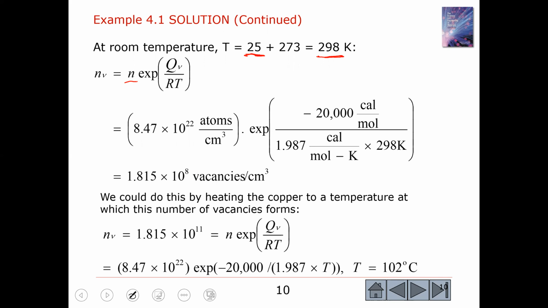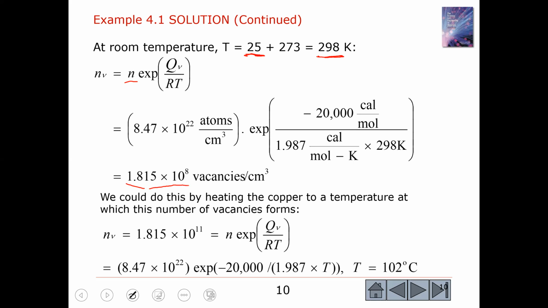If you put the data in this formula, we have determined the number of atoms per cubic centimeter, which was 8.47 multiplied by 10 to the power 22 from the previous slide. The QV value is given, which is 20,000 calories per mole. The gas constant is also given, and the temperature is room temperature, which is 298 Kelvin. So the result is 1.815 multiplied by 10 to the power 8 vacancies per cubic centimeter.